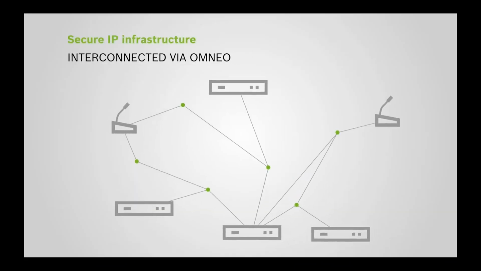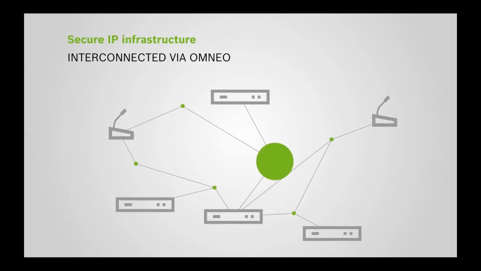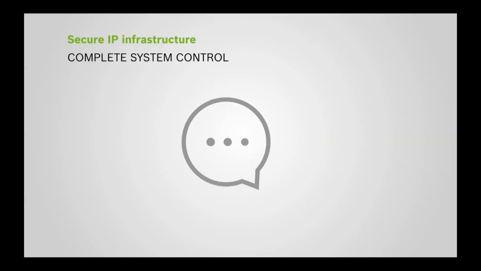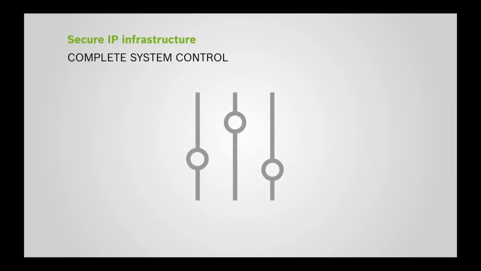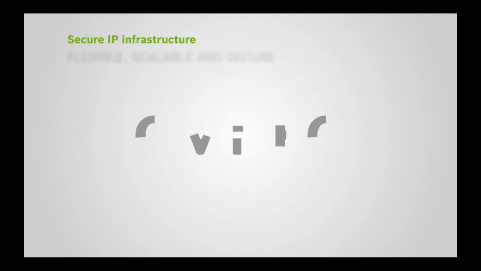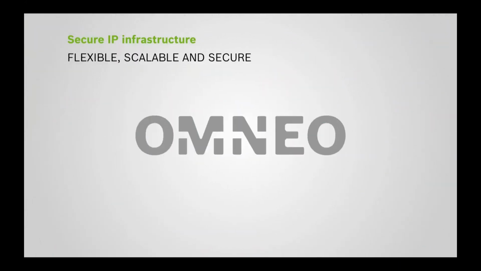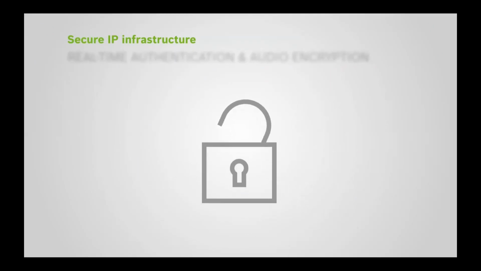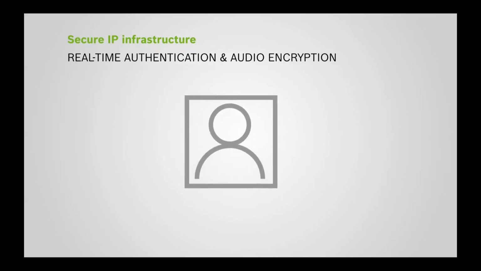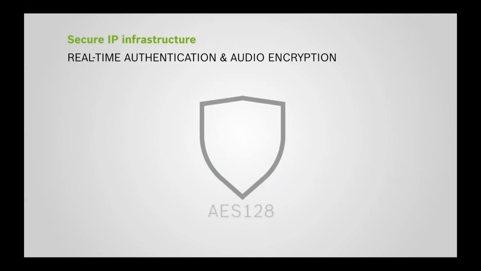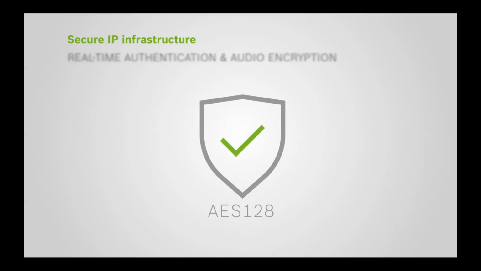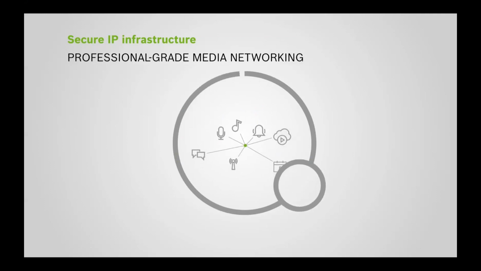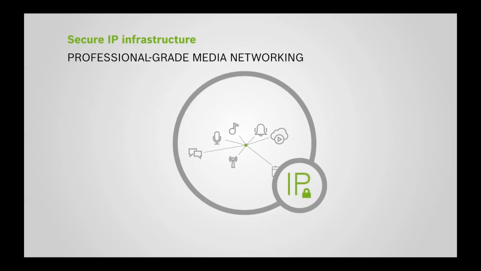Every device in a Presensa installation is fully interconnected via Omnio, the advanced media networking architecture. This enables digital audio communication and complete system control across the entire IP network. Omnio is a flexible, scalable, and secure architecture which is based on proven technologies and open standards. Omnio supports audio encryption and real-time authentication across the network for added protection against eavesdropping and hacking. This professional-grade media networking architecture allows Presensa to take full advantage of the benefits of secure IP.